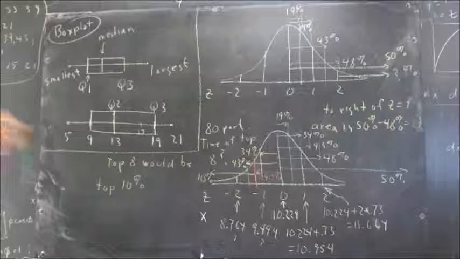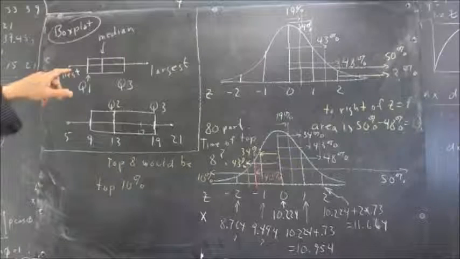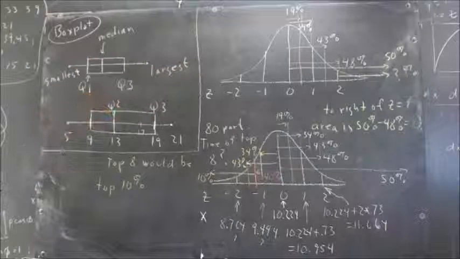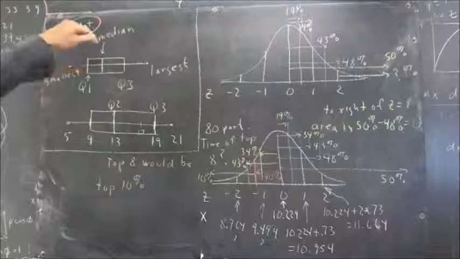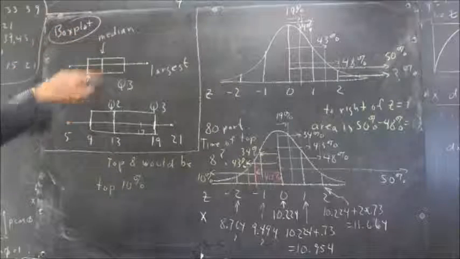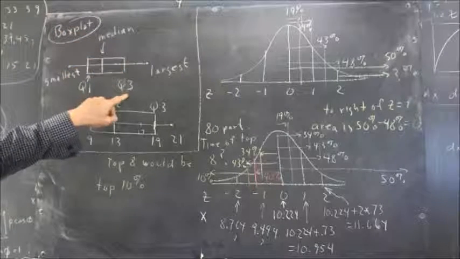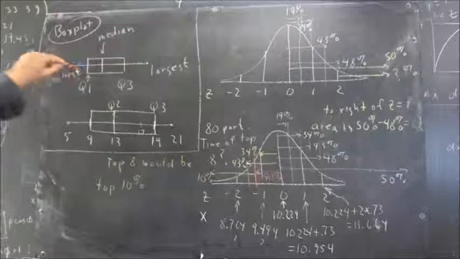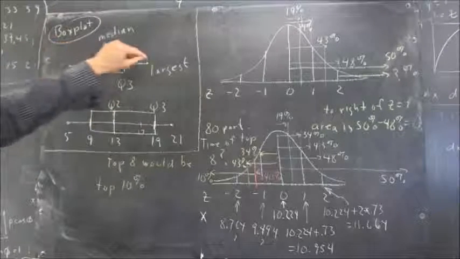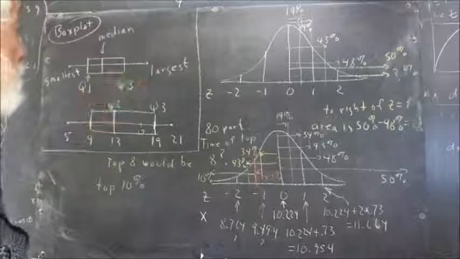Box plot is pretty simple. It's a box with a line through it and another line through it here. And the line through it here represents the median. The line here represents the first quartile. The line here represents the third quartile. The dot here represents the smallest number in the distribution. The dot here represents the largest.